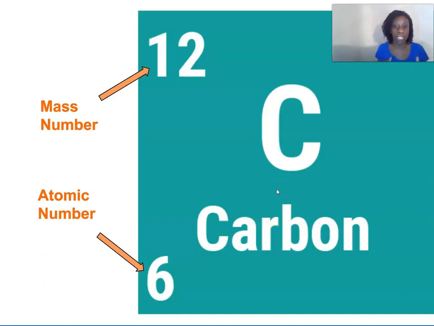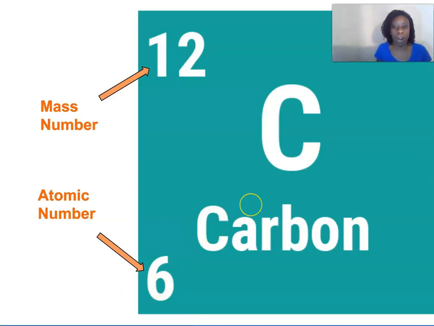Now, what we don't see written here is the number of electrons or the number of neutrons. We only get the number of protons. But that doesn't mean we can't figure out how many electrons or neutrons are in an atom. So let's go to electrons.